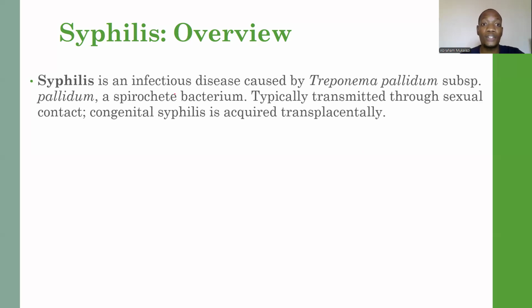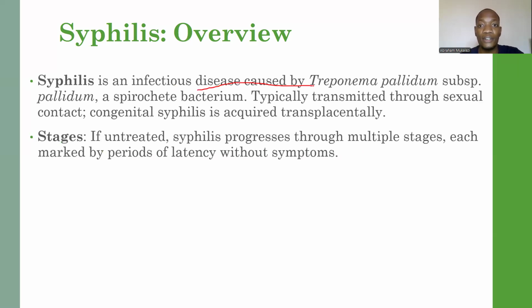So it is one of the bacterial infections caused by this bacteria, the spirochete, we call Treponema pallidum. The subspecies is pallidum, and typically it can be transmitted from one individual to another through sexual contact, or it can be acquired transplacentally, that is vertically from mother to child. And in case syphilis is untreated, it can progress through different stages. As we are going to see, it can start from primary syphilis, secondary syphilis, all the way to tertiary syphilis. And each stage of syphilis has its particular presentation, as we are going to see.